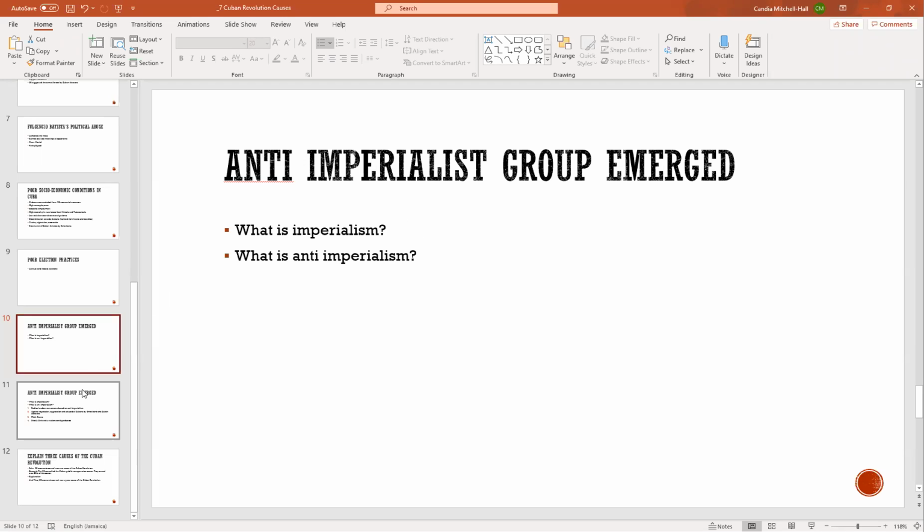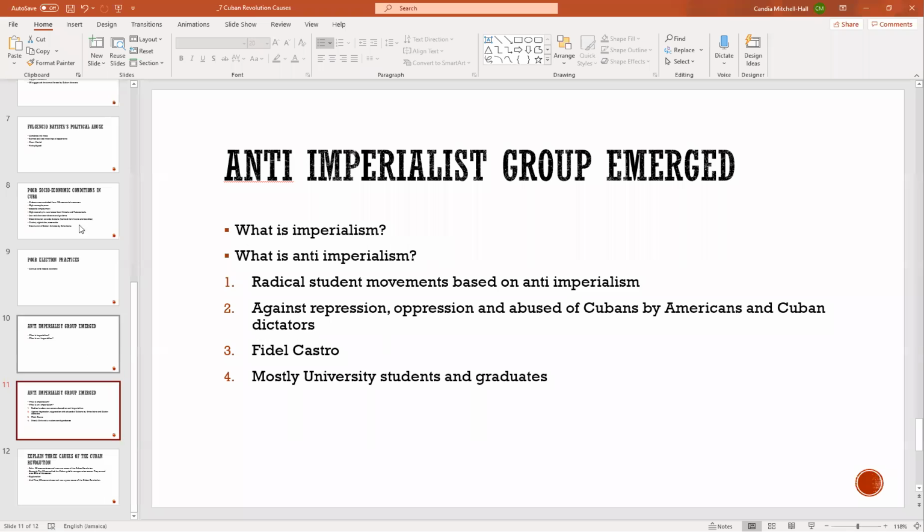And so another cause of the Cuban Revolution was that an anti-imperialist group emerged. These were radical students, persons like Fidel Castro and Raul Castro and the others. Most of them were university students or university graduates. They were tired of the oppression and the abuse by Cubans and also by the Americans. And so this was also a cause for the Cuban Revolution.